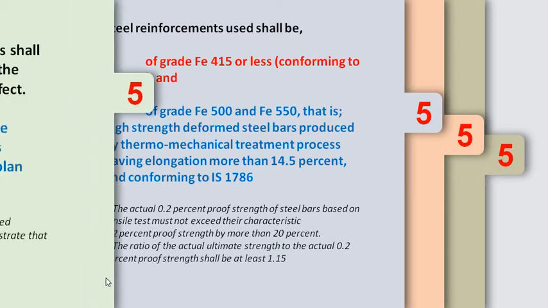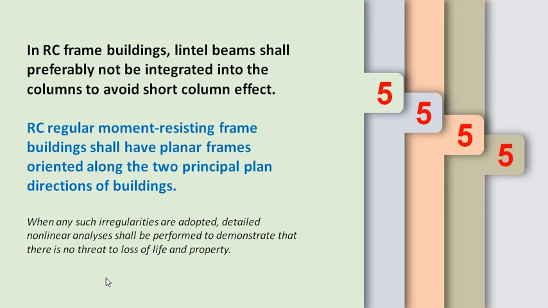Moving to the next part of clause 5. In RC frame buildings, lintel beams shall preferably not be integrated into the columns to avoid short column effect. Now, I already discussed with you the short column effect. This part of the clause is just saying that we need to avoid lintels in that height of the column that may give rise to short columns. Moreover, when integrated, they shall be included in the analytical model for structural analysis.